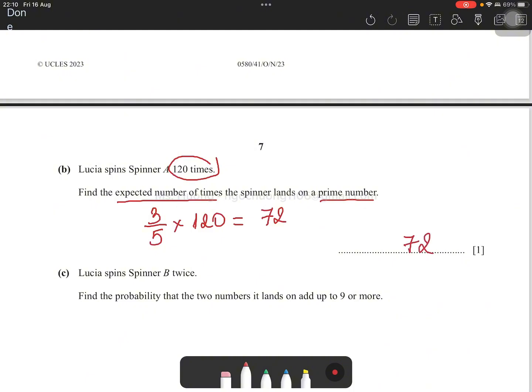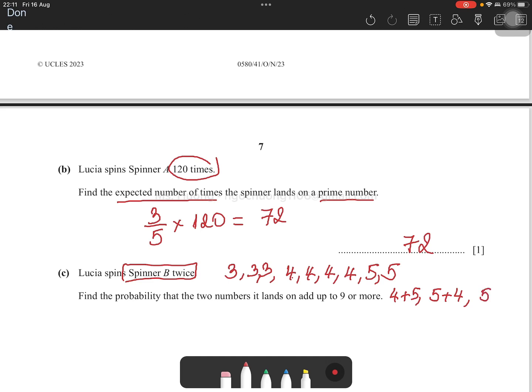C. Lucia spins spinner B twice. Now we spin it twice. Find the probability that the 2 numbers it lands on add up to 9 or more. Remember, spinner B has the numbers 3, 3, 3, 4, 4, 4, 4, and 5, 5. So if you want 2 numbers to add up to 9 or more, then it can be 4 plus 5, 5 plus 4, or 5 plus 5.